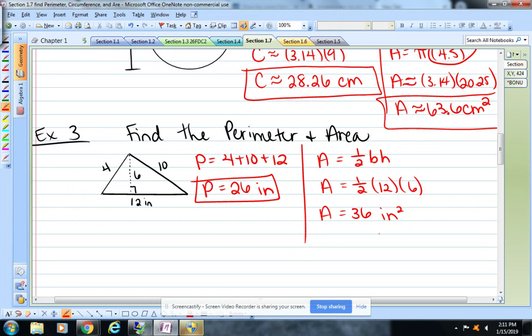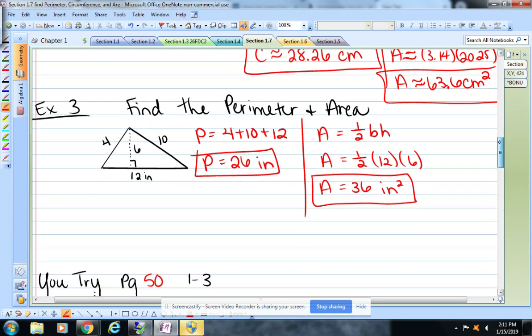Square inches. And y'all see how I've labeled mine P equals and A equals? That is very helpful for me grading your work, okay? So make sure you label what you're doing. All right, any questions on those so far?